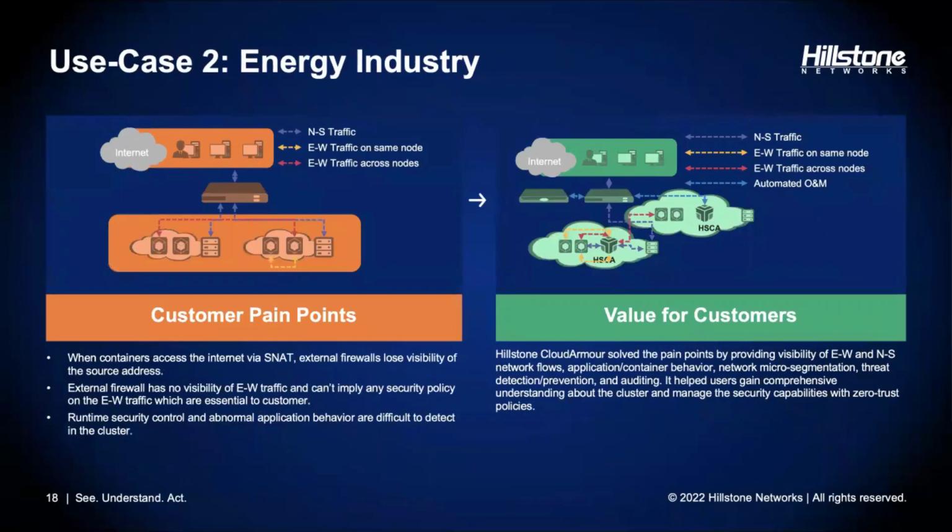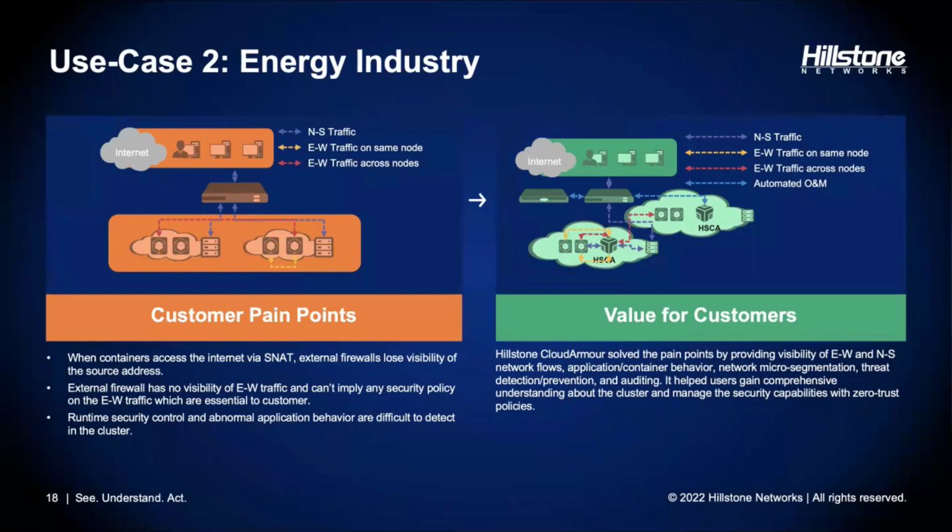We'll share one more use case, as this one differs slightly. The situation was for a state grid in the energy industry. What happened here was when containers underwent source network address translation to go out to the internet, external firewalls would lose visibility of the source address, which was a big potential liability. Additionally, the external firewall present had no east-west traffic visibility. Finally, the cluster was lacking runtime security control and did not possess any insight into abnormal application behavior.